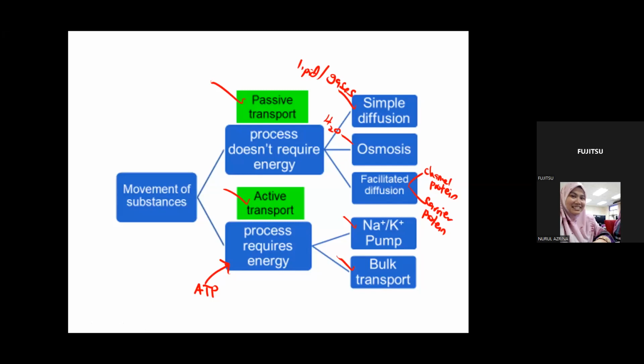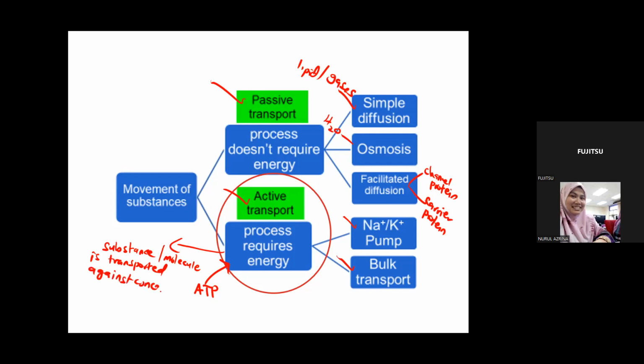Okay. All right. So now we are going to discuss active transport. Remember, active transport is a kind of transportation that requires energy. Why does this kind of transportation require energy, in the form of ATP? That is because the substance or the molecule is transported against concentration gradient.